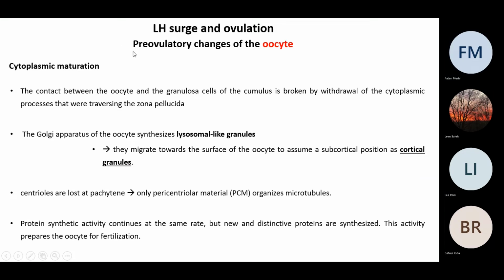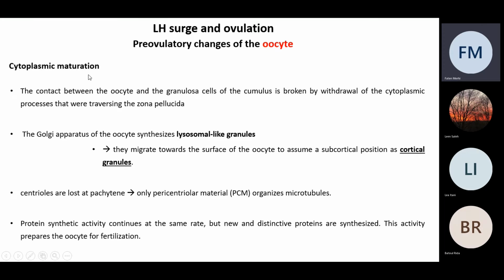Now, we also talked about meiosis at the level of the oocyte: under the action of LH, it will exit meiosis 1 and start meiosis 2, but will be blocked at metaphase 2, and it will remain blocked until fertilization. Now also, we have other changes at the level of the oocyte.